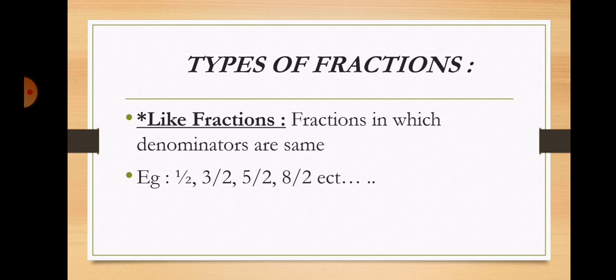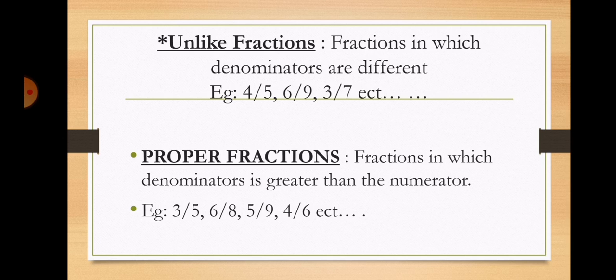Okay. Next, unlike fractions. Opposite to the like fractions, children. Fractions in which denominators are different. I gave some examples also: 4 by 5, 6 by 9, 3 by 7, 5 by 10, etc. So observe the denominators down. Denominators are nothing but down numbers. So all the denominators are different. Those are unlike fractions.